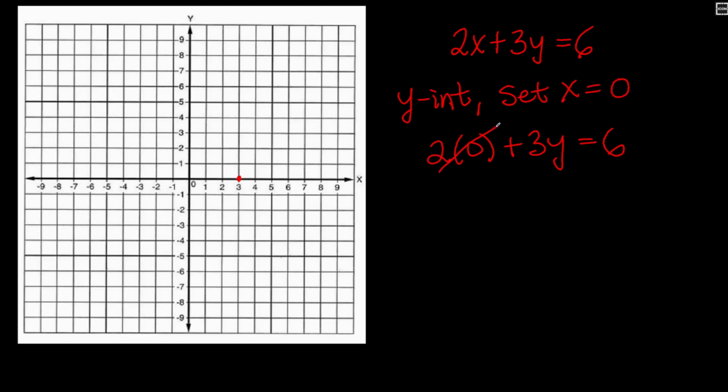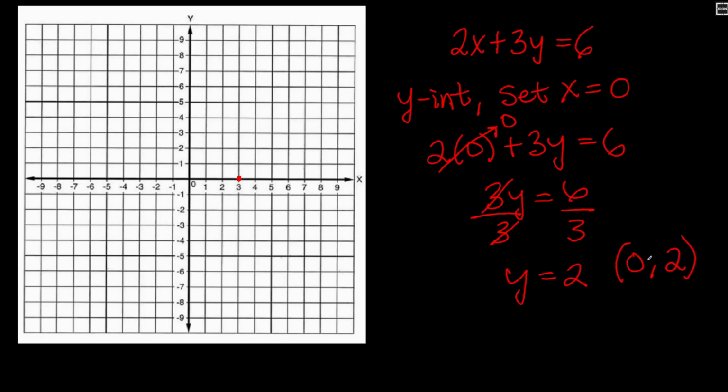So we know that 2 times 0 is 0, so this goes away. And we're left with 3y is equal to 6. Now we want to solve for y. So we're going to divide by 3 on both sides. 3's will cancel out. And we're left with y is equal to 2. So that means that our y-intercept would be 0, 2.